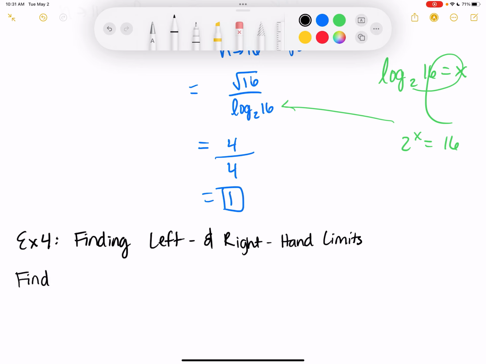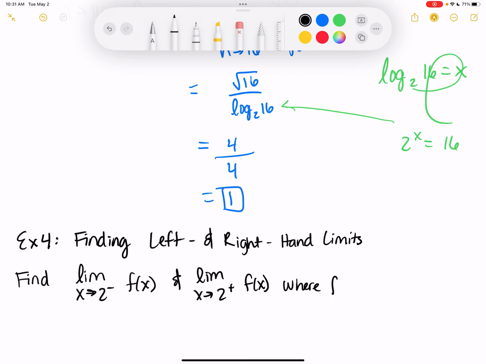So we're going to find the limit as x approaches 2 from the left of f of x and the limit as x approaches 2 from the right of f of x, where f of x is equal to, it's a piecewise function, negative x squared plus 4x minus 1 if x is less than or equal to 2, and 2x minus 3 if x is greater than 2.